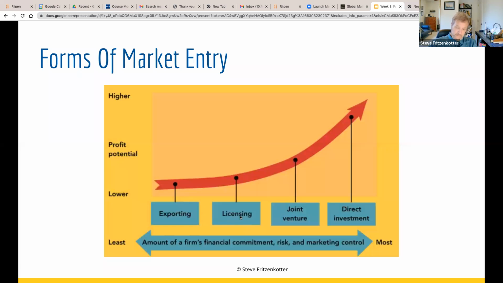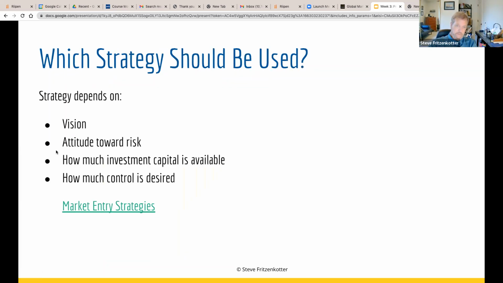And sometimes this is a good strategy for some businesses. Joint ventures: each one of these goes up, higher risk, higher commitment, and more marketing control, but higher profit potential. Then we have direct investment, which is the highest profit potential, but the highest risk, highest control you're going to have, highest commitment. So these are the four elements we're going to be looking at.